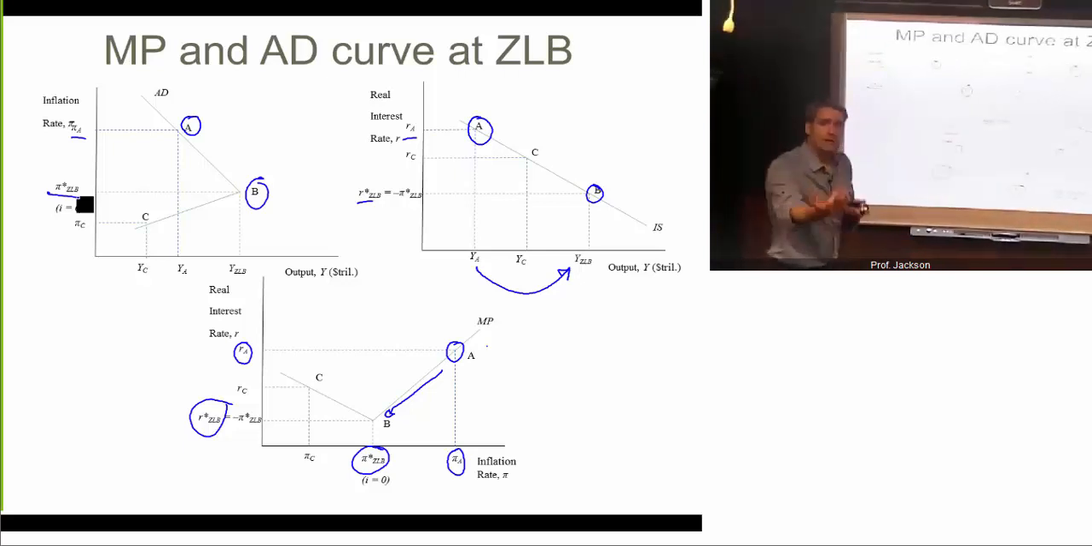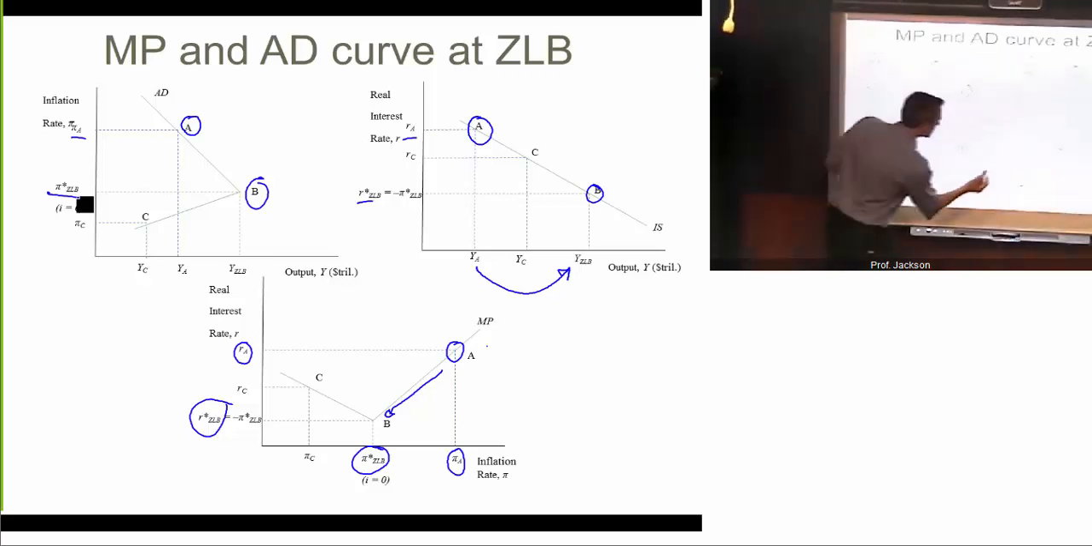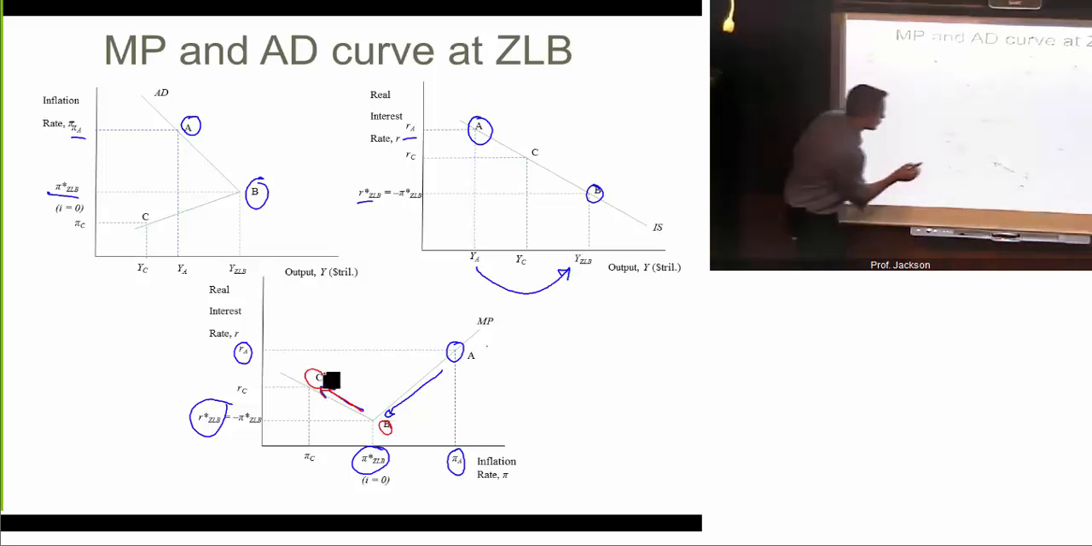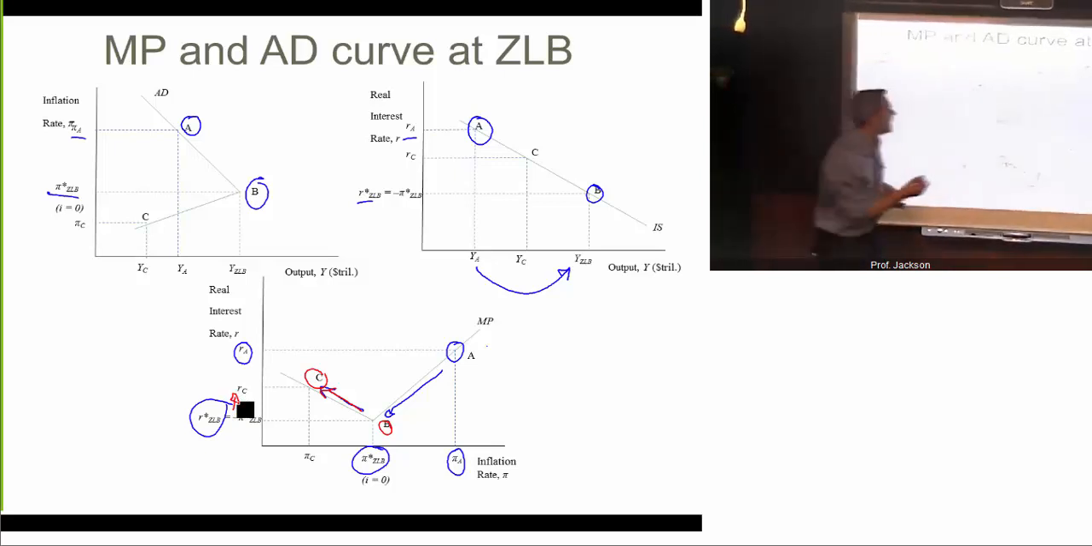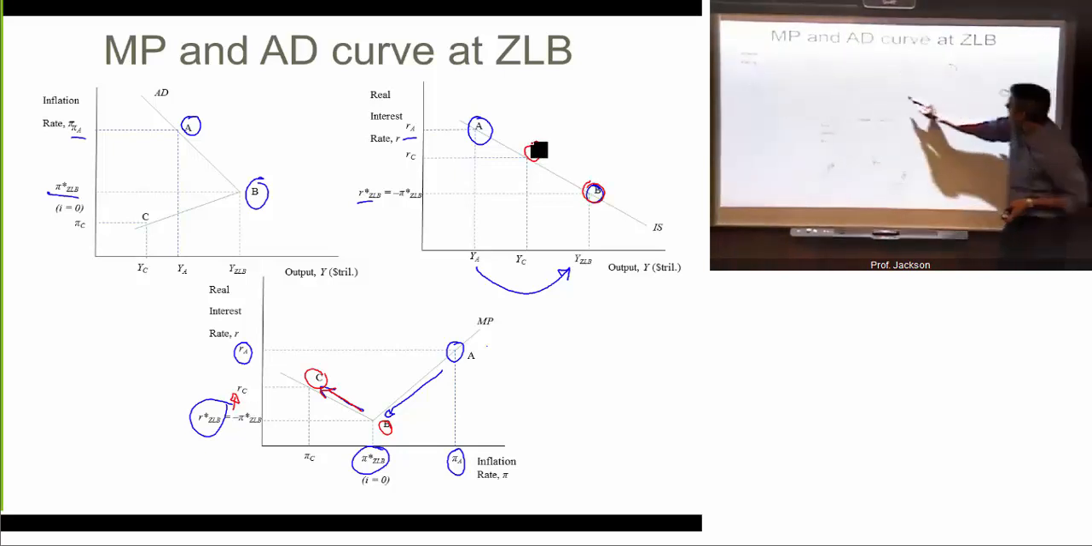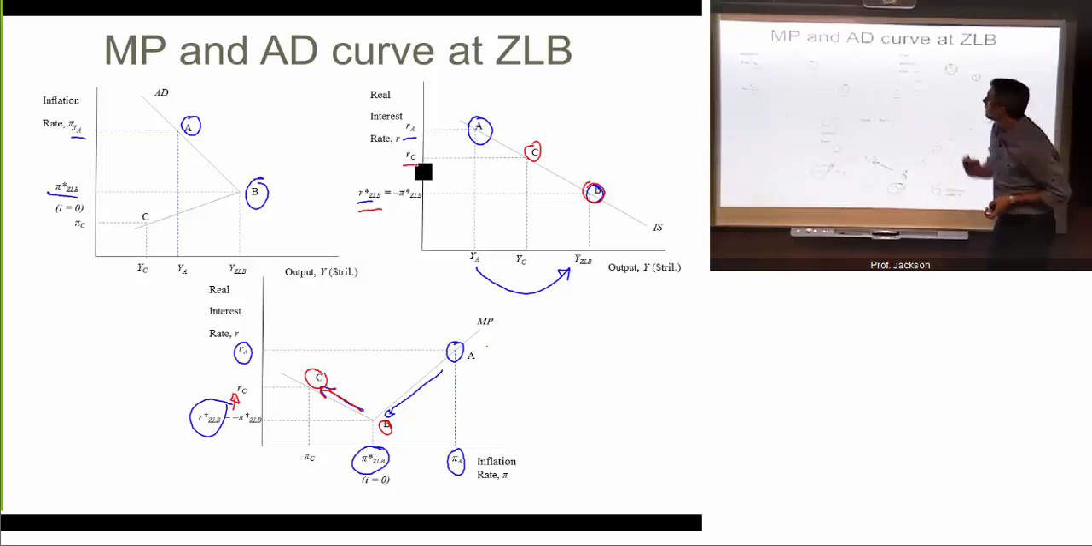And so what that means is that as inflation falls further below that threshold level of inflation, these are going to be pure real interest rate effects. Nominal interest rates can't go below that. So as inflation falls further, real interest rates rise, which means that we go from a point like point B to point C. And that drives real interest rates back up from R star ZLB to RC.